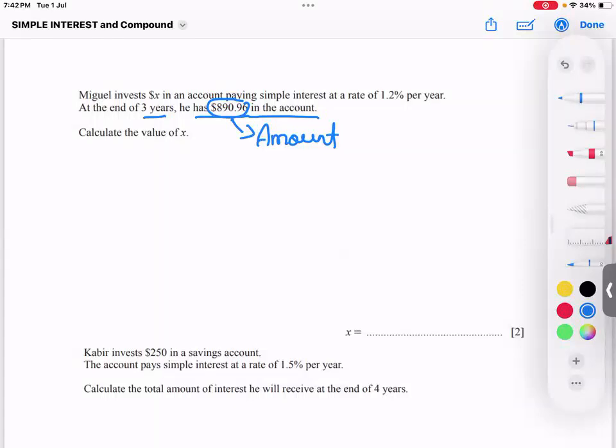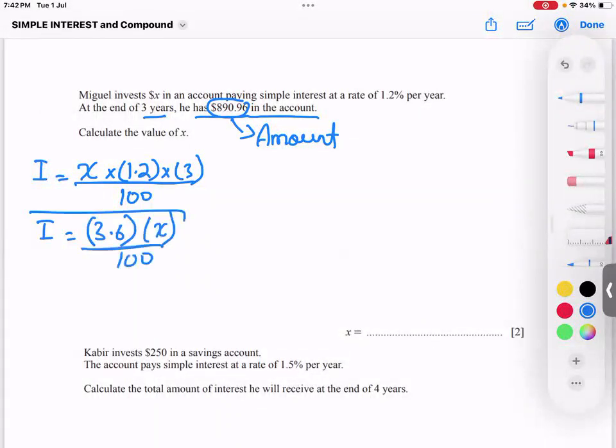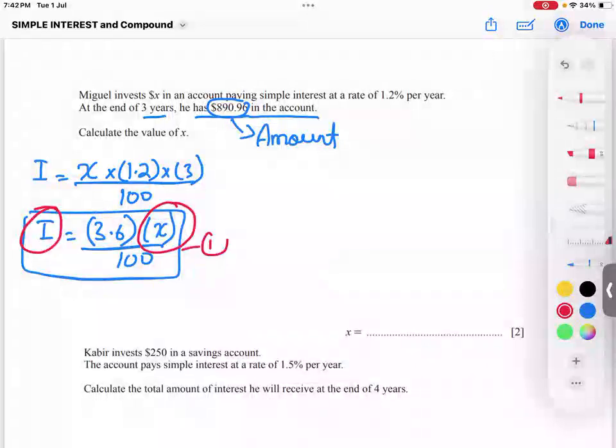This is the total amount that we get when we add principal and interest. So according to the data, P is X. So we write X, and this is 1.2 multiplied by 3 divided by 100. So now interest is equal to 1.2 multiplied by 3, which is 3.6. We got 3.6 multiplied by x divided by 100. So in this part, you can see that we have two unknowns. We don't know the value of x. We don't know the value of interest. So I will say this is equation number 1.